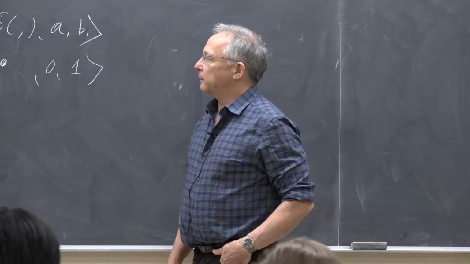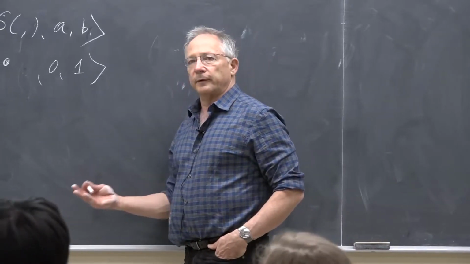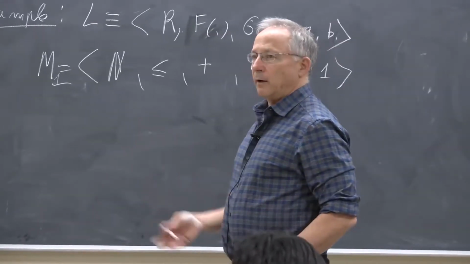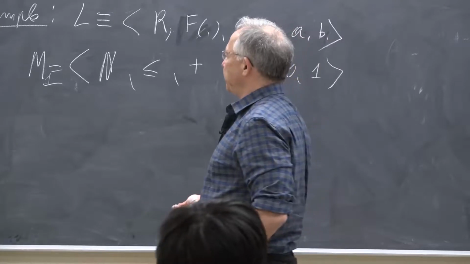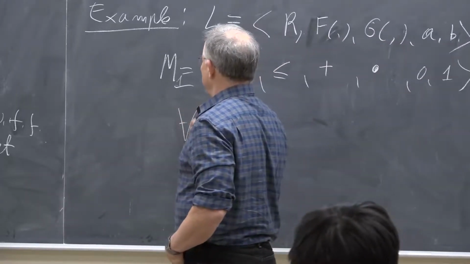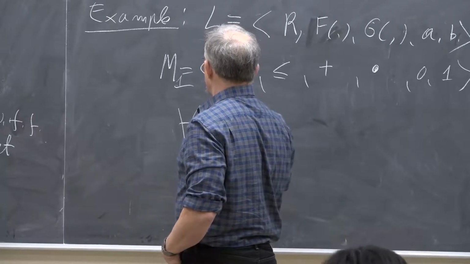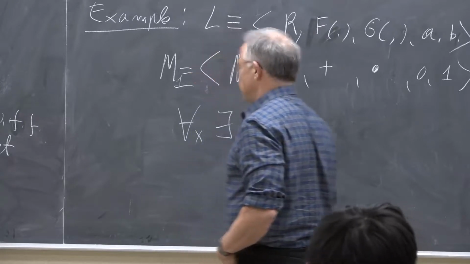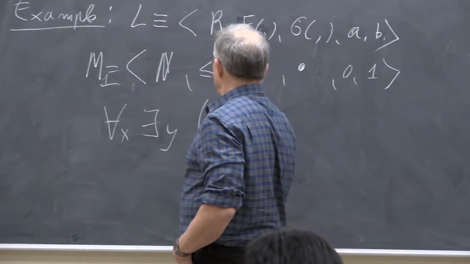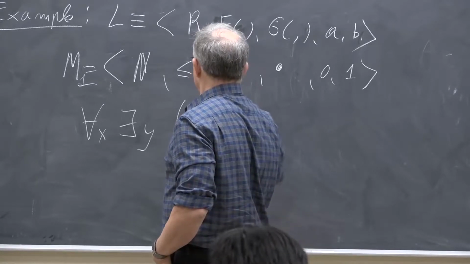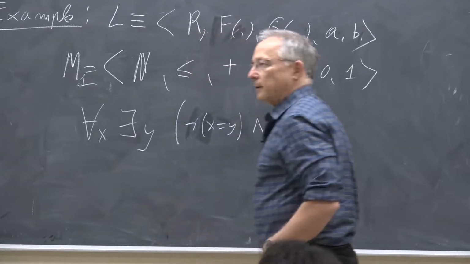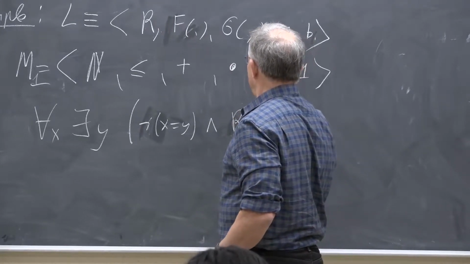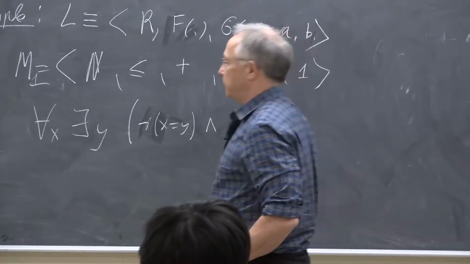Right, and now we can ask questions. Already we can evaluate intuitively the truth value of certain formulas, but not all of them. So for example, if I have the formula that says for every x there exists a y such that it's not the case that x equals y, and R y x. So this is my formula phi.